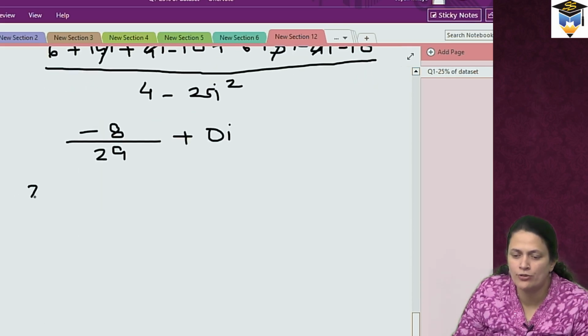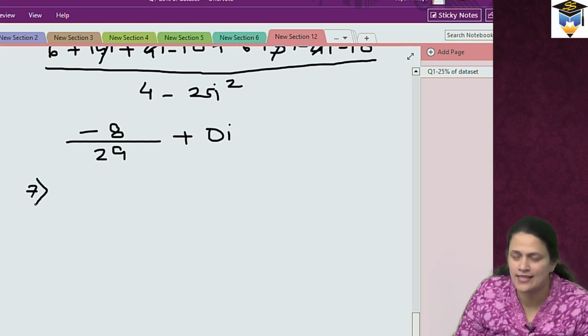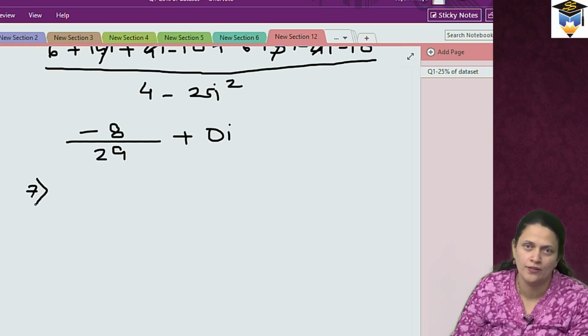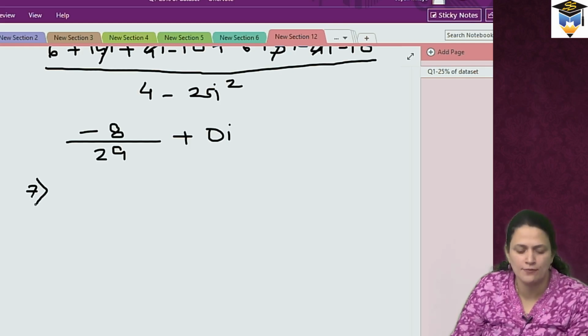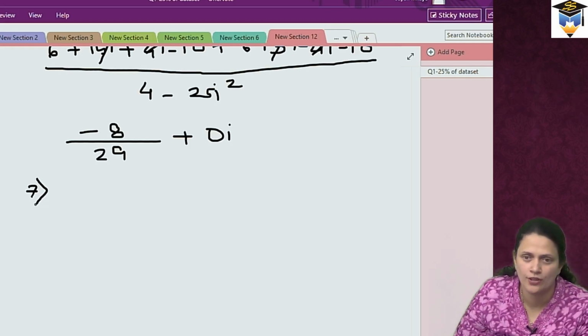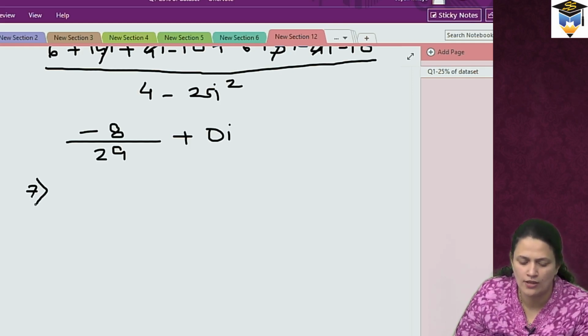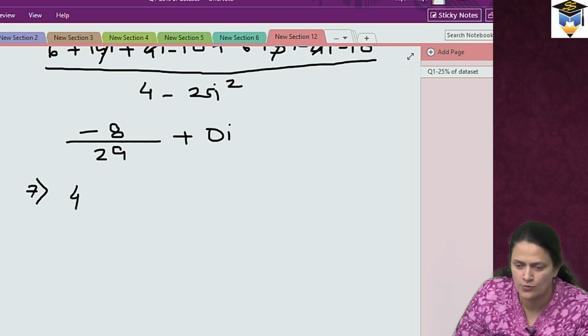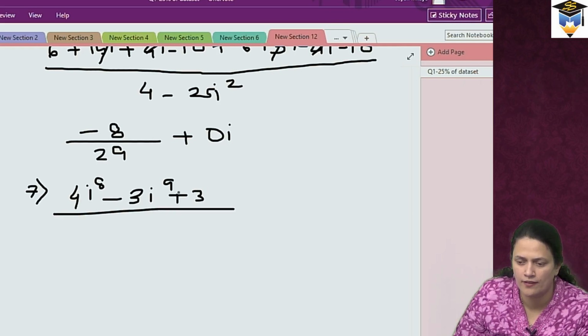So now what I am going to do is, I am going to send the entire exercise 3.1 in our group. Okay. I want you to solve the sums which we have not solved here. Okay? So now the next question is 4i raised to 8 minus 3i raised to 9 plus 3 upon 3i raised to 11 minus 4i raised to 10 minus 2.